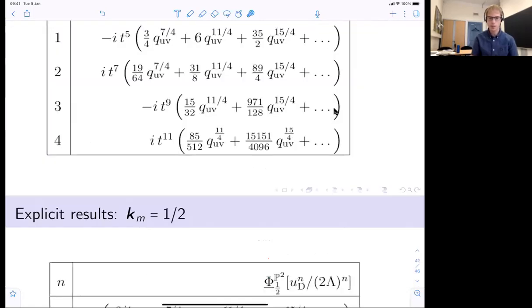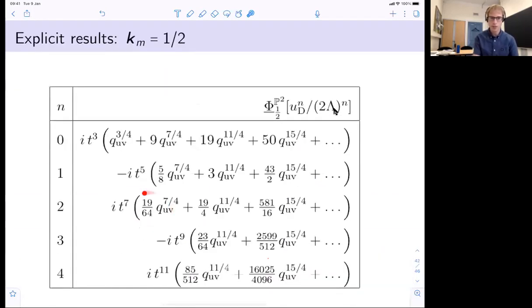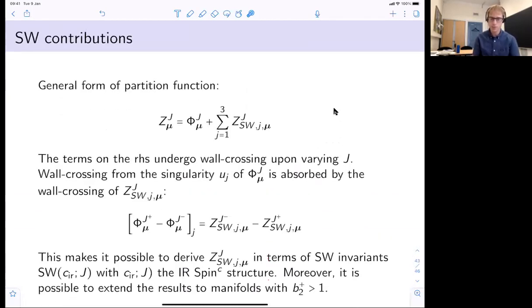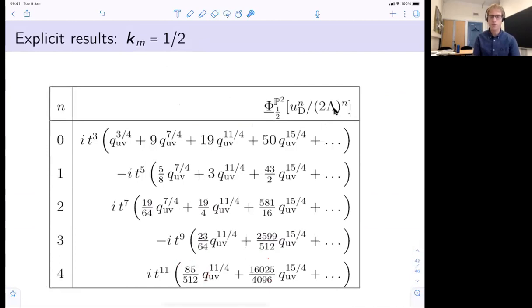Then for the third line, we have here 19 over 64, and here we have 19 over 64. So we get precisely the same value, and the same happens, say, in the fourth line, where we have 85 over 512, and 85 over 512. So we reproduce the Donaldson invariant independently of the choice of complex structure.